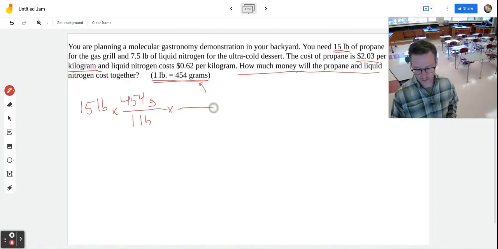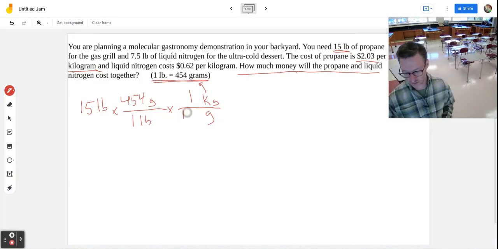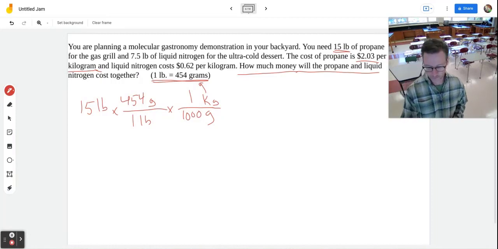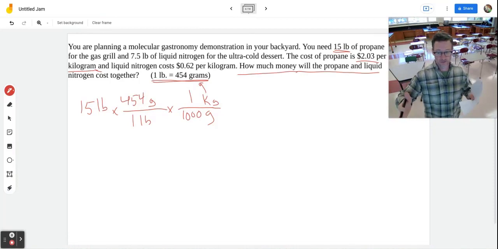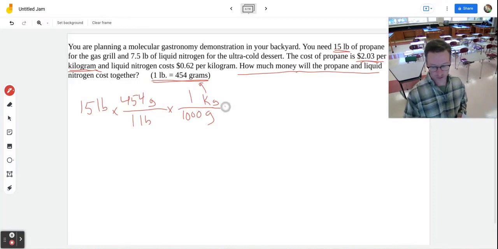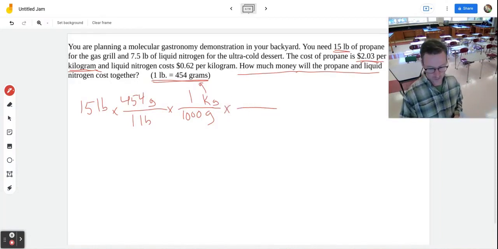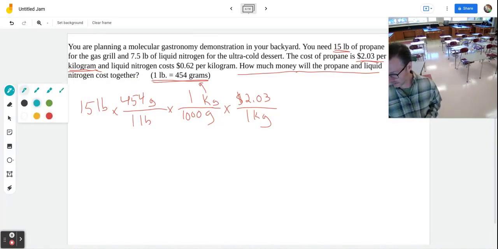Now I have to convert grams into kilograms. Right, and remember you need to know kilo means 1,000 units. So 1 kilogram is 1,000 grams. So now I've converted pounds to grams and then converted that into kilograms. So now I have kilograms and I know my price per kilogram. So 1 kilogram costs $2.03.